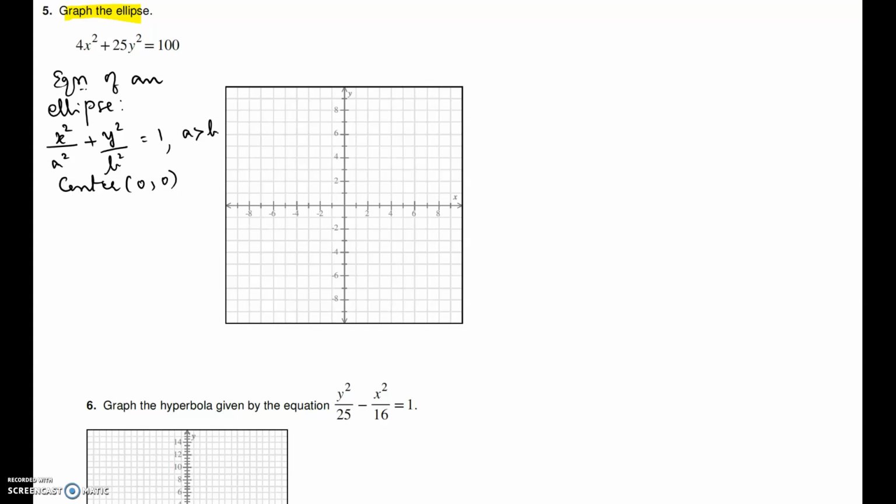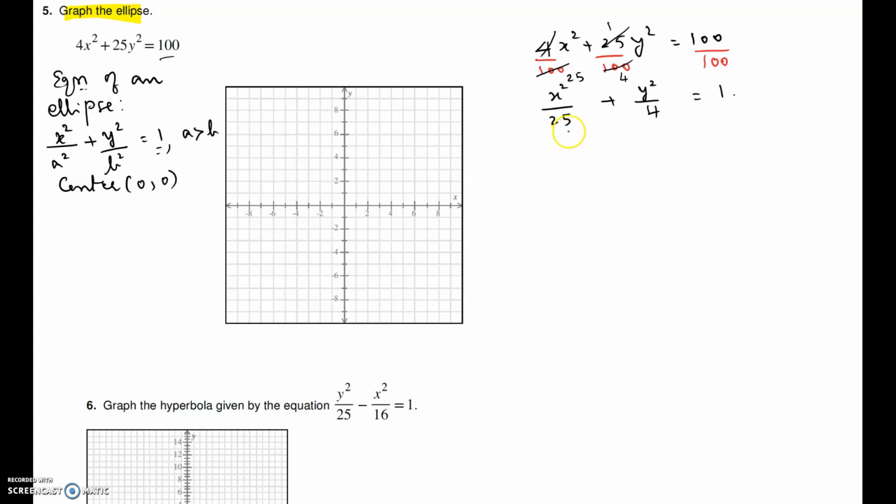along the y-axis. So now we have to bring the right hand side to 1, because the right hand side of the standard form is 1. So let's take the equation 4x squared plus 25y squared equals 100 and divide everything by 100. So it will be x squared over 25, and y squared over 4, since 25 goes into 100 4 times, equal to 1.